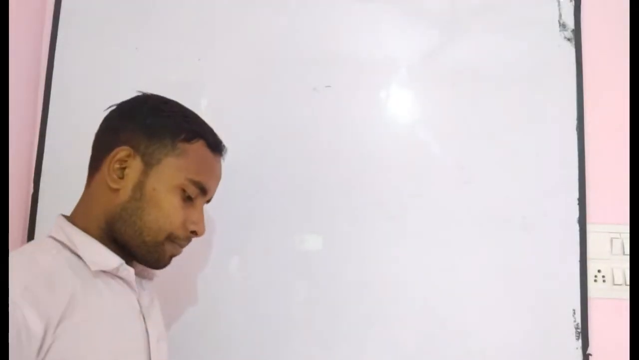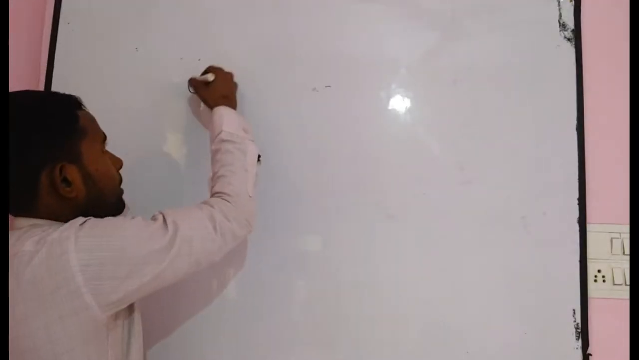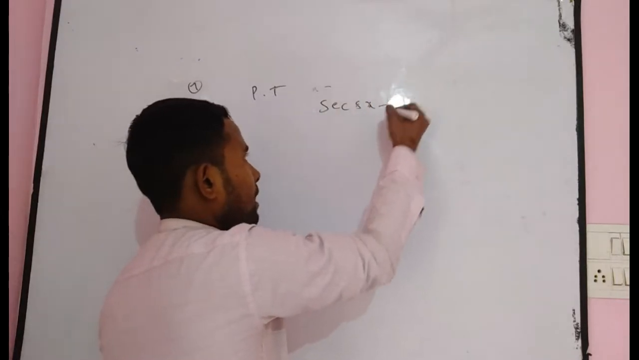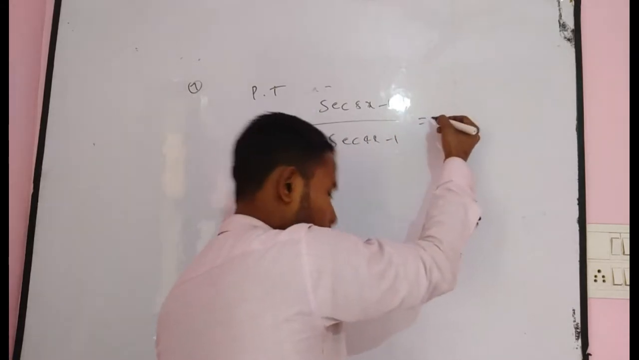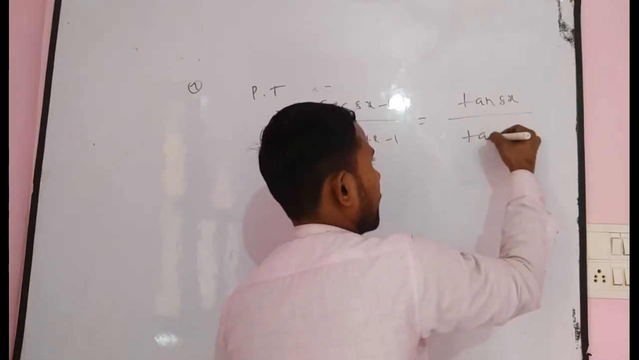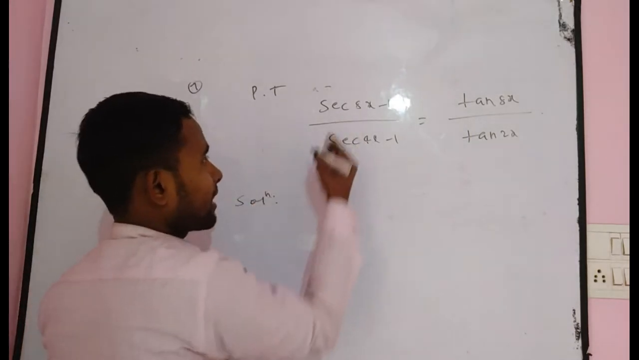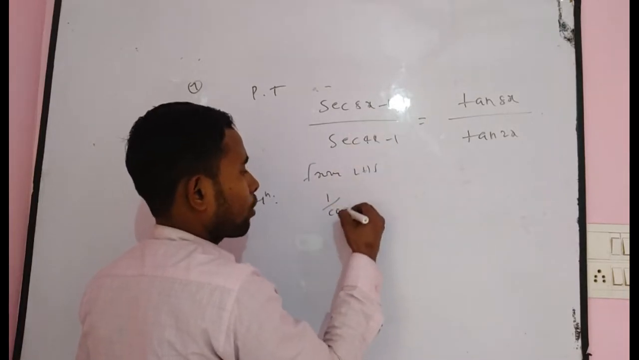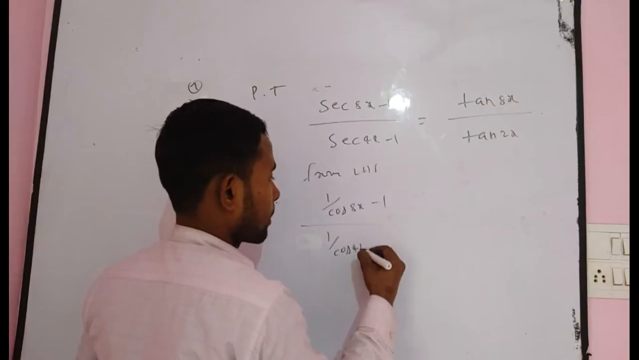In the next question, again you have to prove. Example 7. Prove that sec 8x minus 1 divided by sec 4x minus 1 is equal to tan 8x divided by tan 2x. How can you solve this problem? I want to give you some idea. Sec 8x from the LHS, can you write sec 8x is equal to 1 by cos 8x, minus 1, divided by sec 4x, that means 1 by cos 4x minus 1.